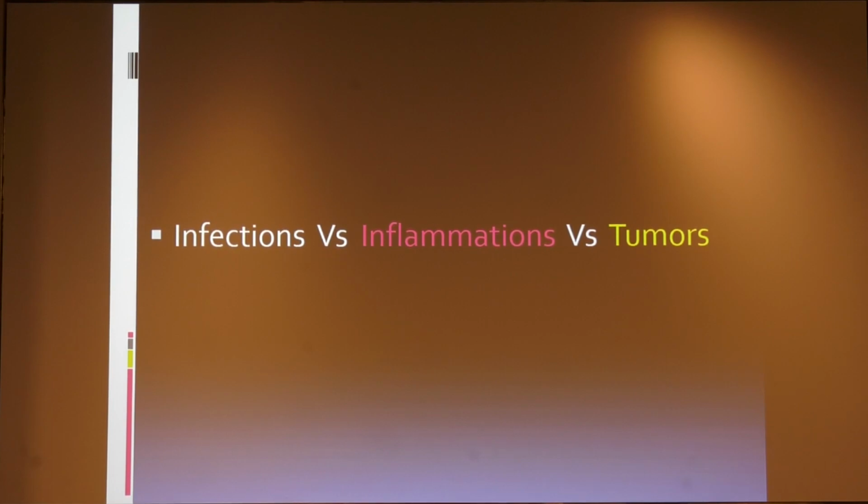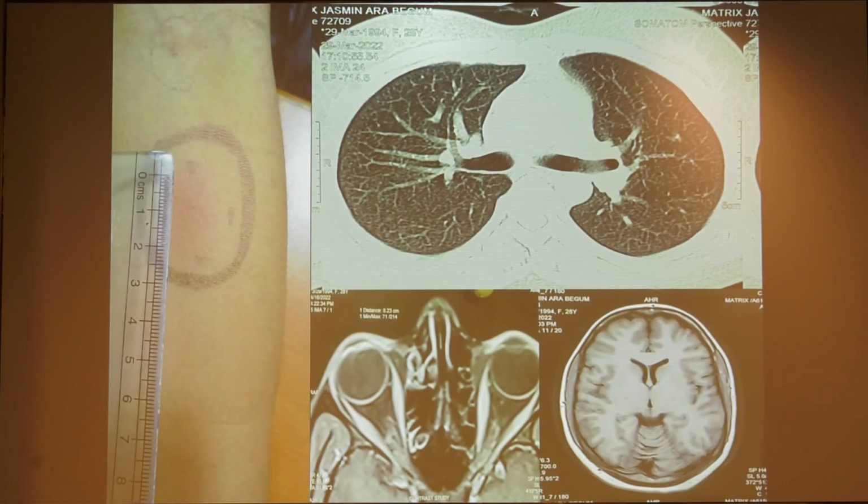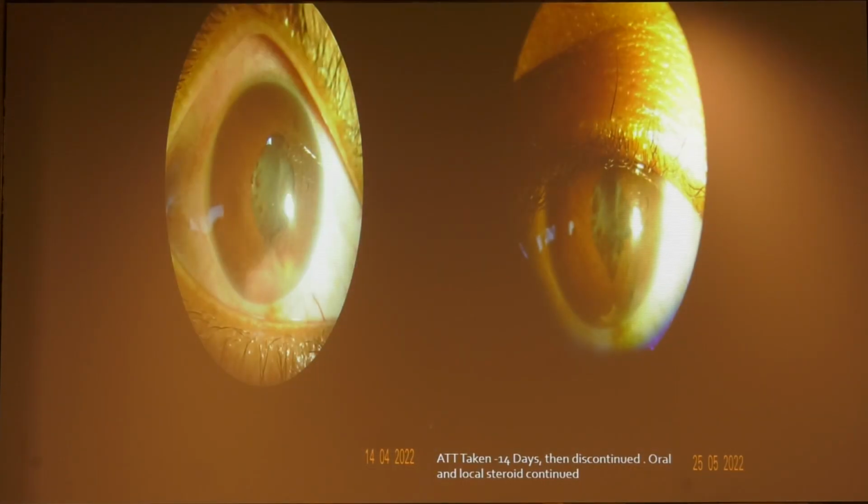You have to differentiate between infection, inflammation, and tumor. First case, seen in March 2022 with an anterior uveitis, and there was a granuloma sitting. The UBM showed the granuloma itself. Now the Mantoux was positive. Chest CT showed evidence of prior tuberculosis. What is important is that this patient received ATT and steroid.